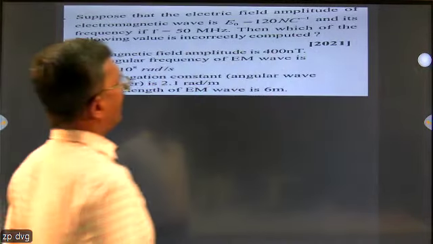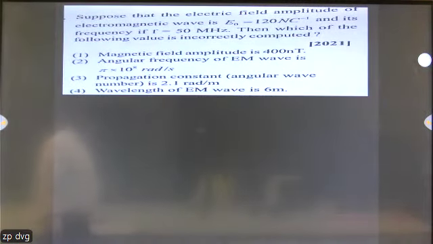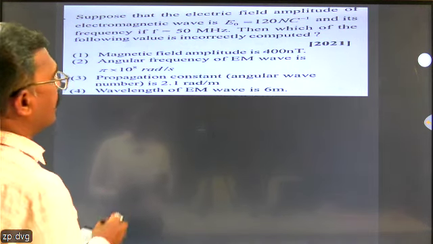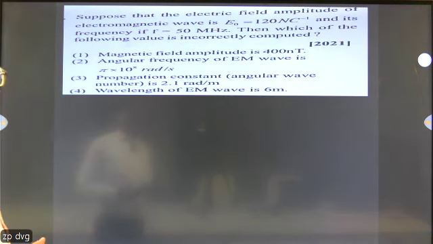Suppose that the electric field amplitude of the electromagnetic wave is given. E naught is equal to 120 Newton per Coulomb and its frequency is 20 megahertz. Then which of the following values is incorrectly computed? Which of the following is incorrectly computed? Let's try and see.